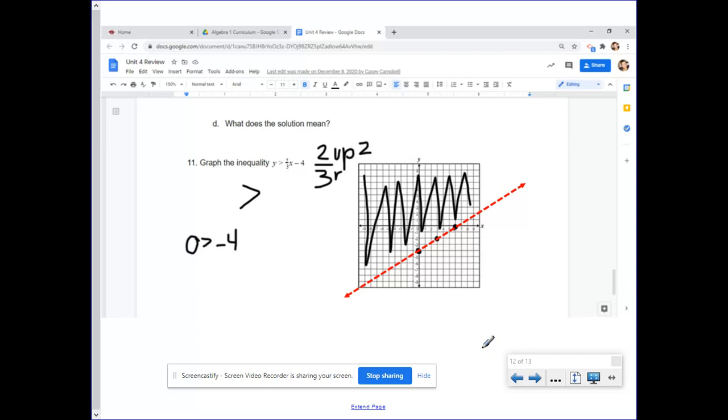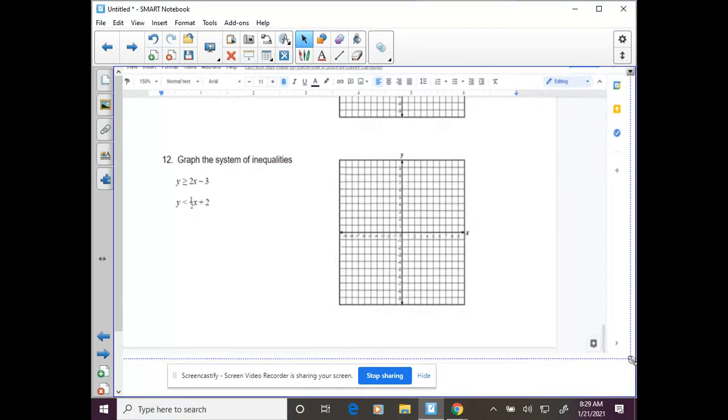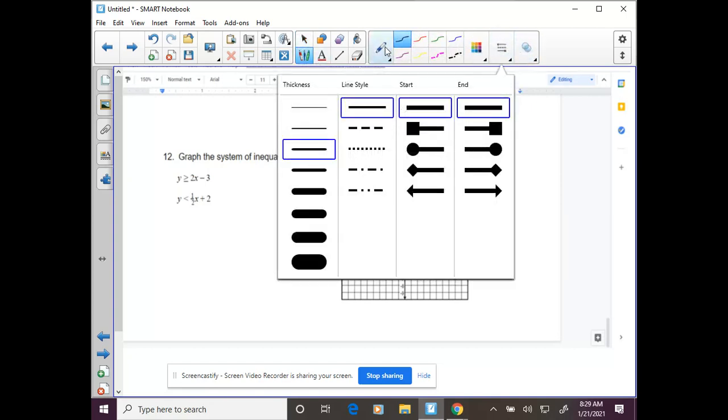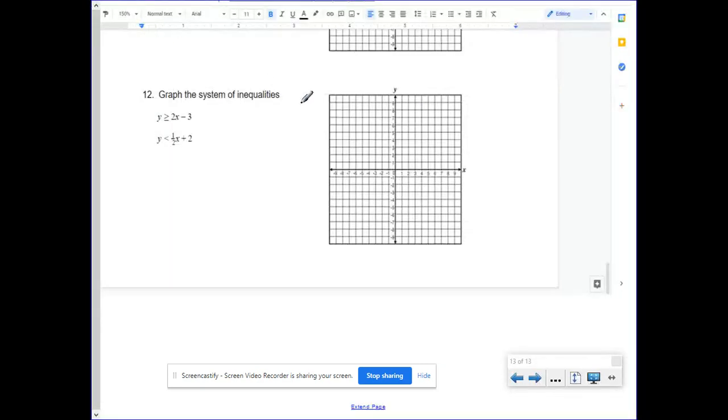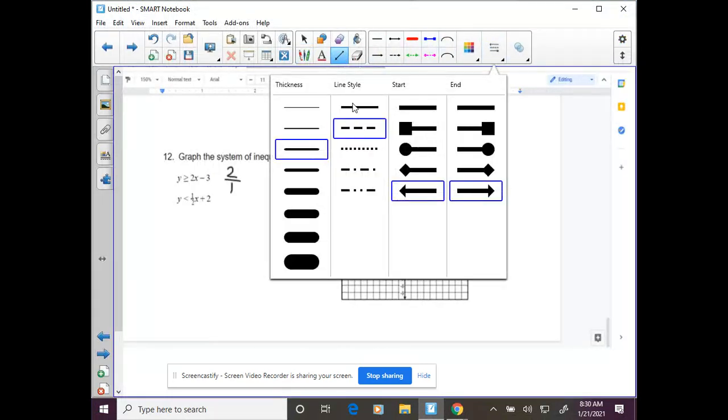The last one is a system, which means we have more than one inequality we're looking at. So I'm going to try to make this bigger so I can graph it easier. I don't think that's going to work, but. All right, so you're going to graph both lines separately. The first one is down here. You'll have a point down here at -3. From there, your slope is 2, which would be 2/1. So I'm going to go up 2, right 1. Up 2, right 1. The sign is greater than or equal to, which means this would be a solid line through those points.